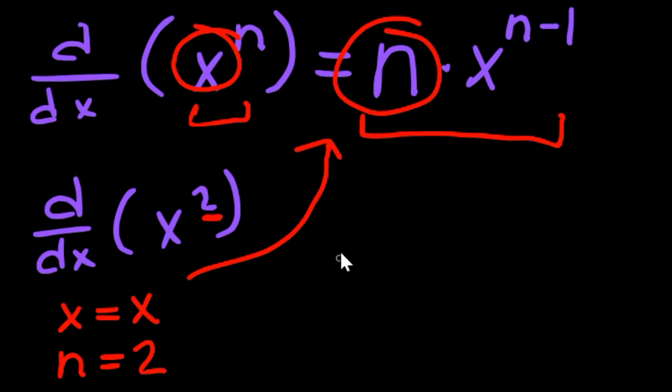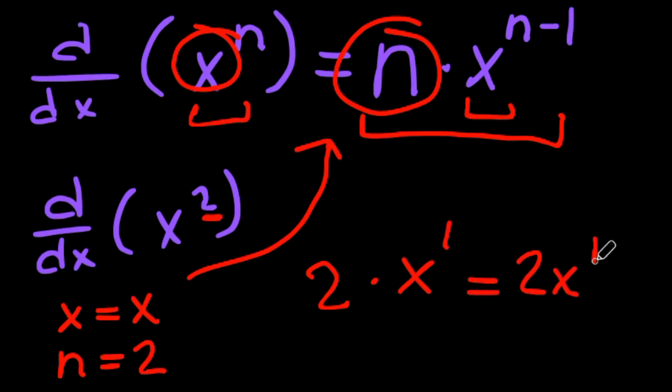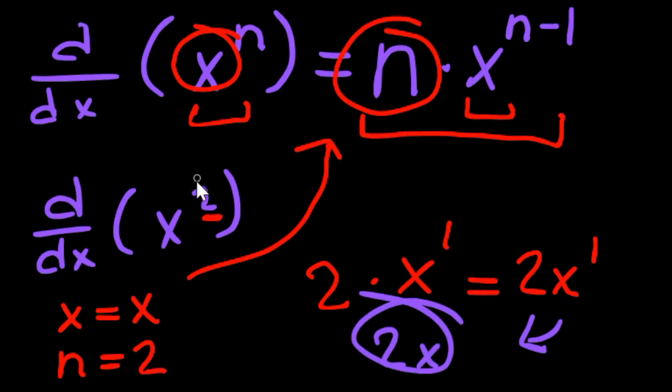So we get that n is 2, so 2 multiplied by x to the n minus 1. So n is 2, n minus 1 is 1. So we get 2x to the first power, and this right here is simply equal to 2x. So our derivative for x squared is 2x.